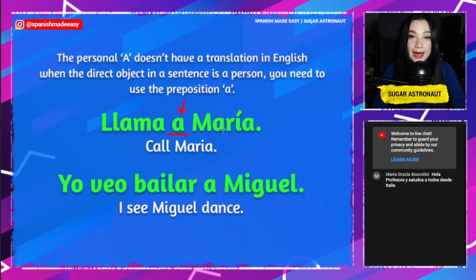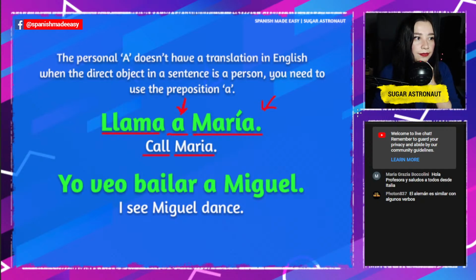Because if you say llama María, because that would be the exact translation from English into Spanish, llama María, okay? If you don't have the letter A in the middle, right here, it doesn't make any sense. It might be confusing because maybe the person is asking, okay, is Maria calling or should I call Maria? So it can get confusing, and that's why you need the letter A in the middle of the verb and the direct object, which in this case is Maria. Maria is the recipient of the action. Okay, we're talking about Maria.